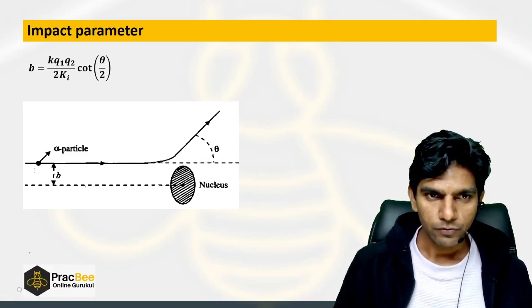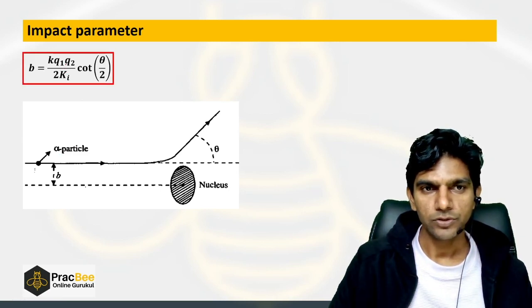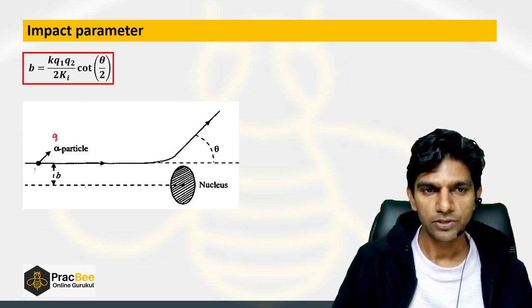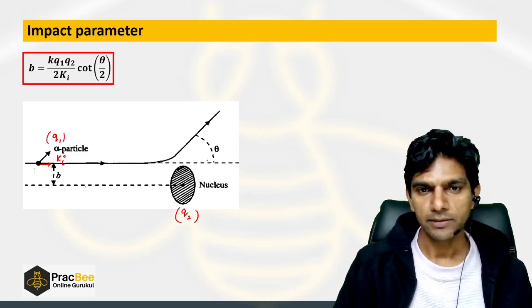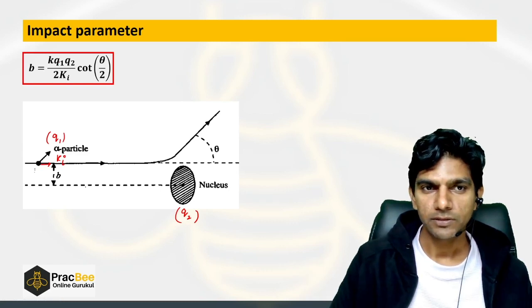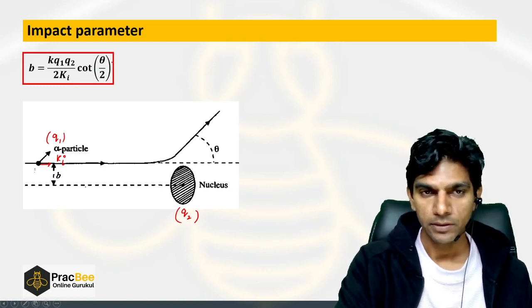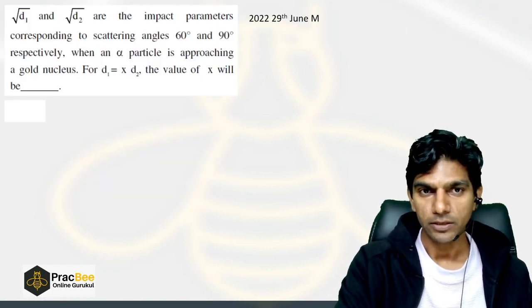So do remember this formula, where q1 is the charge of the alpha particle. Let us say it has a charge q1 and the nucleus has a charge q2, the initial kinetic energy of the alpha particle is Ki, and theta is the angle of scattering. So b is k q1 q2 upon 2 times Ki times cot theta by 2. Let us see the question based on this formula which came in JEE.